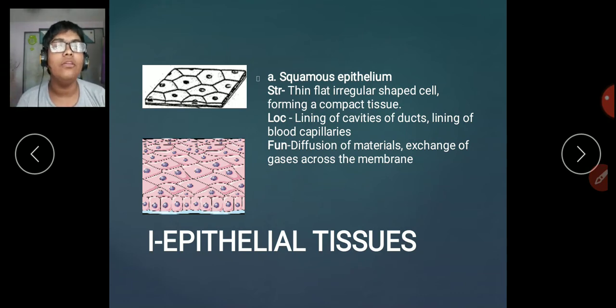Now they are in the lining of cavities of ducts and also in the lining of blood capillaries. So with this you must have understood the function. Its function is that they diffuse materials. Some materials have to be diffused, and this is done by the squamous epithelium tissue. They also exchange gases across the membrane, since they are in the linings of the blood capillaries and the cavities of ducts.